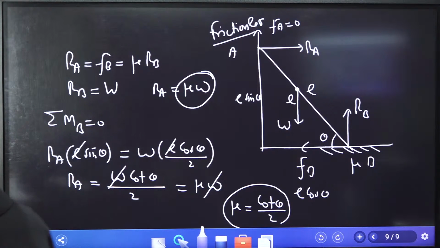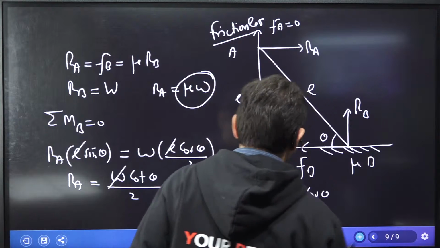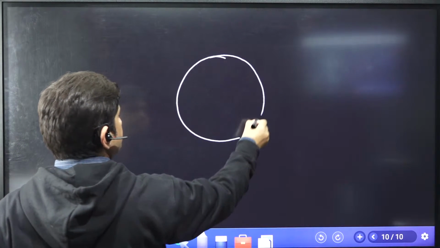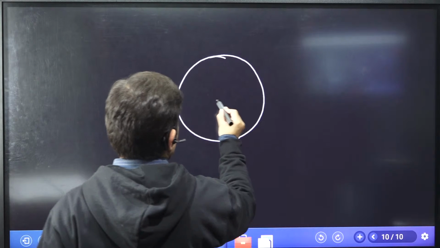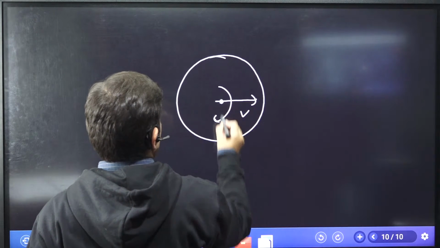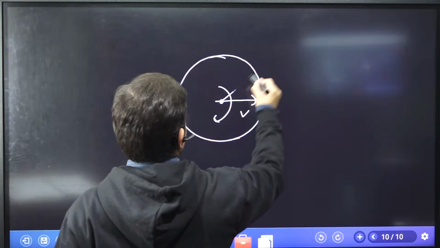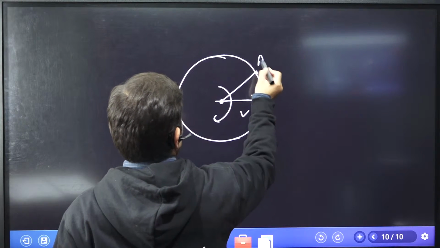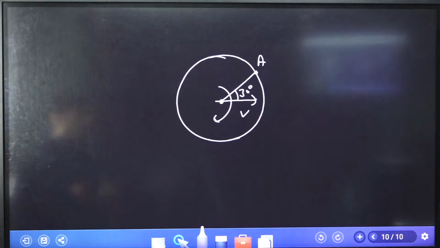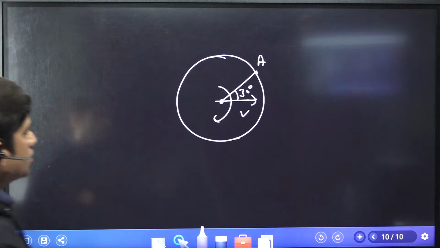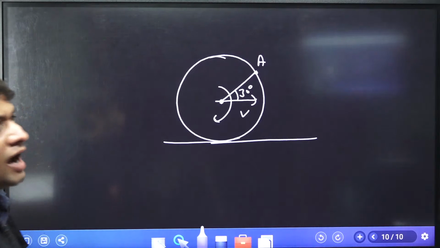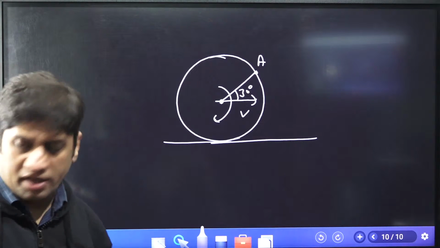Okay, let me give you this question here from the rolling body. There is a rolling body, something like this, right? It is having velocity v, translation velocity, and there is a point A at 30 degree to this. Can you find out the velocity? If this is a rolling body, can you find out the velocity at point A of this rolling body?